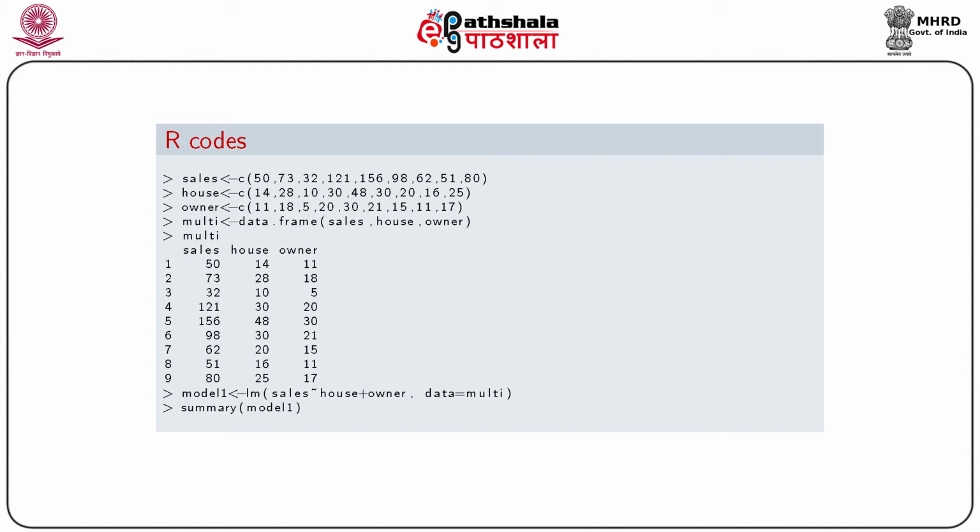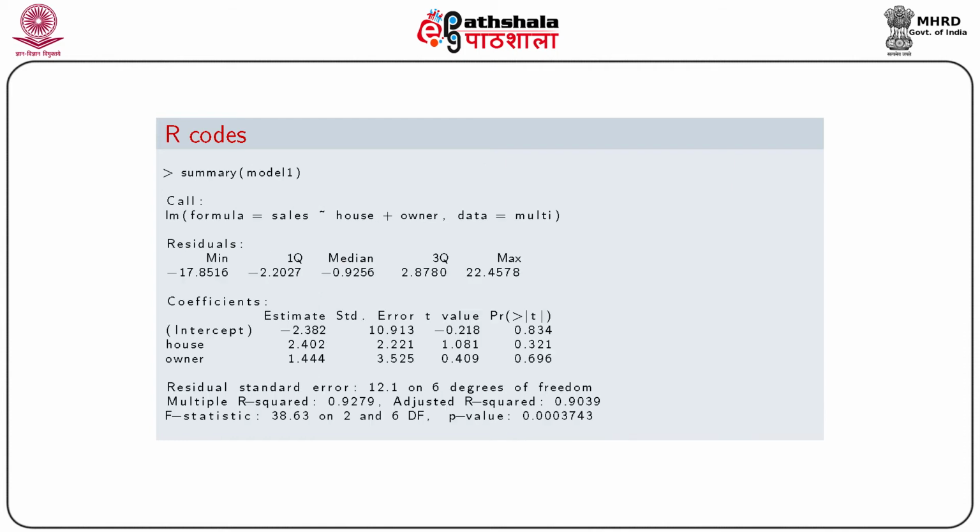We first define the 3 variables that we have as sales, house and owner, and we name the data set multi using the data frame which contains the values of these 3 variables. Now using the lm function in R, we have fitted a model which models sales on house and owner. Now the output from R is also included here on the next few slides.